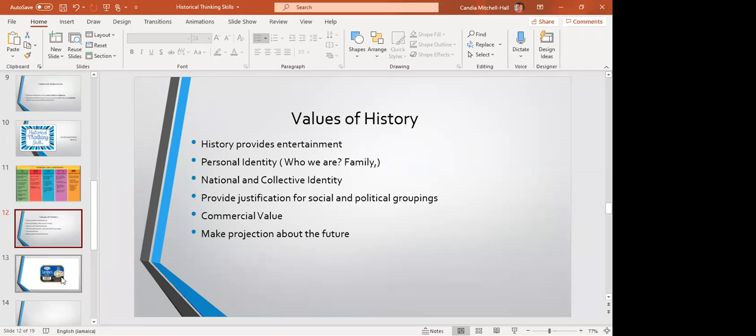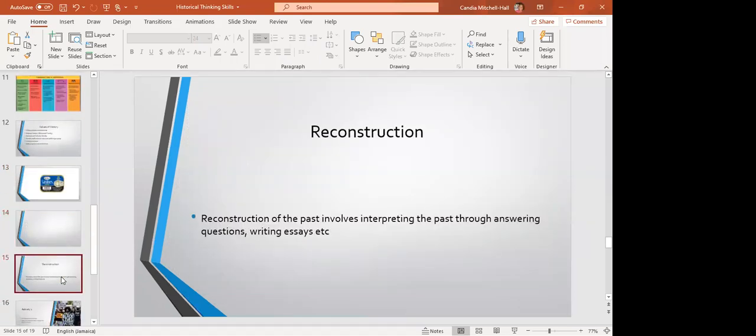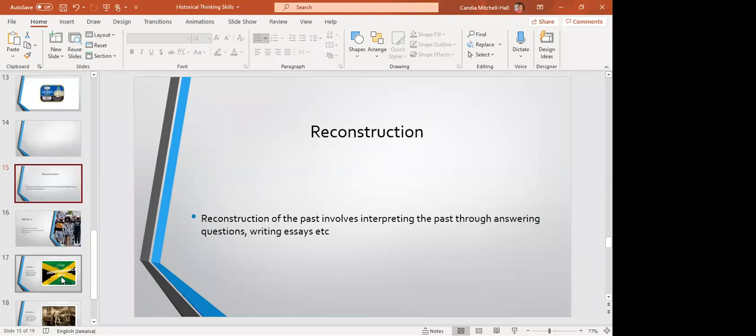Now, ladies, as historians you use all these questions that I would have mentioned, the what, the when, the how, the why, the causes, the effects, the change, the continuity, to reconstruct history. By reconstructing history, you are interpreting it through answering questions, writing essays, or doing multiple choice questions. That's how you reconstruct history, by interpreting the past, and you interpret the past by asking some very important questions.